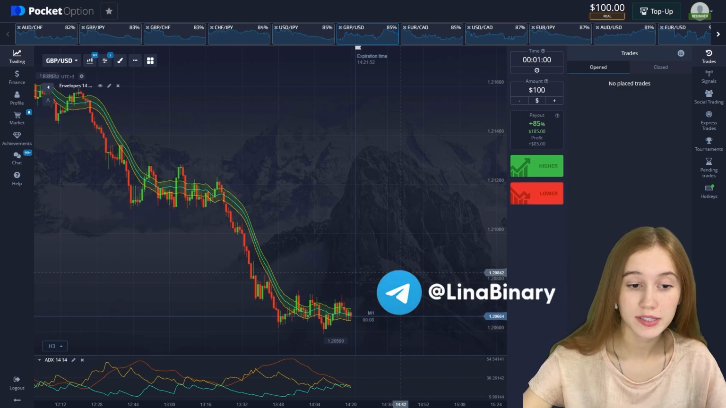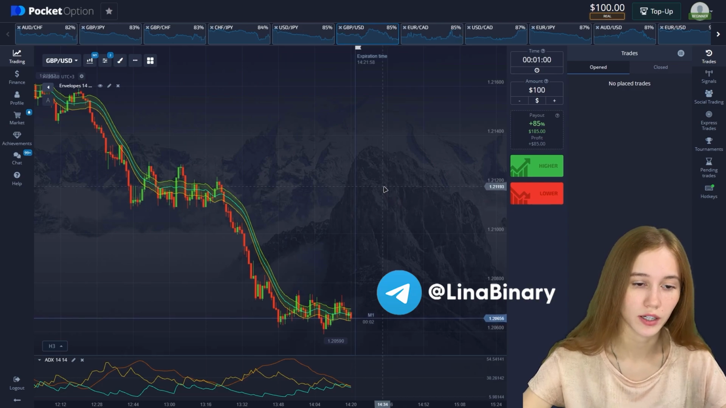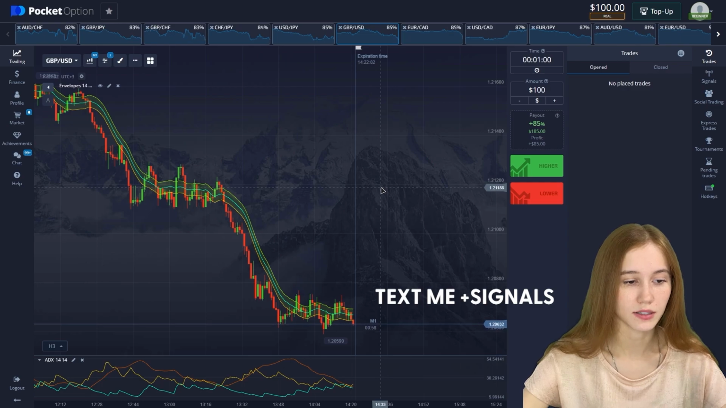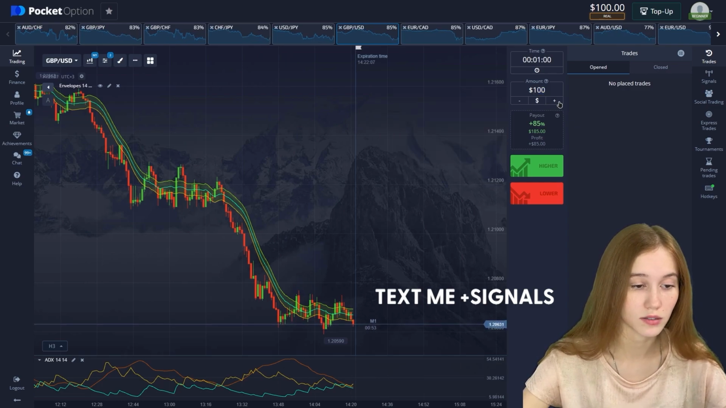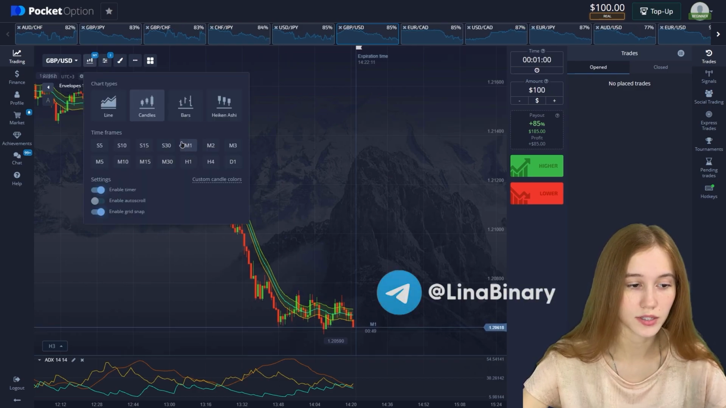Let's see what happens. Let's set up our workspace. What we see, the trade amount will always be $100. The trade time will be 1 minute. I will enable the minute time frame and candles. Also, we'll trade on currency pairs, and here are today's currency pairs.